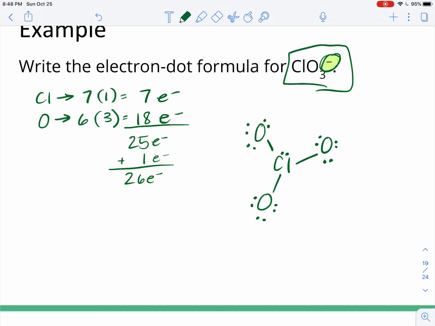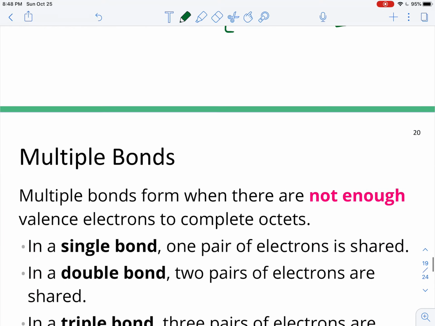Since this one was an ion, had a negative charge, we put those in brackets, and then we put the charge on the outside. Only for ions, though.